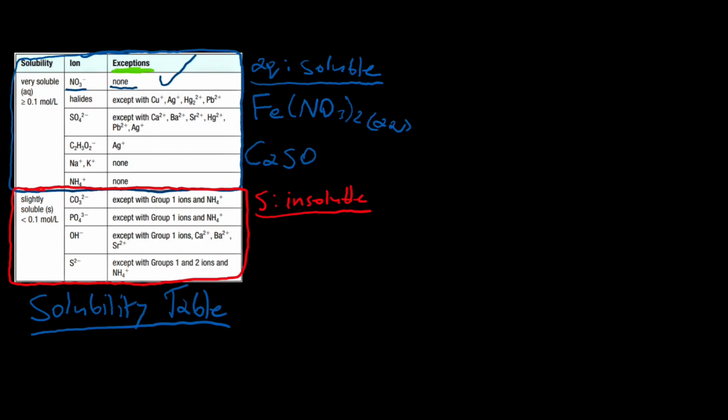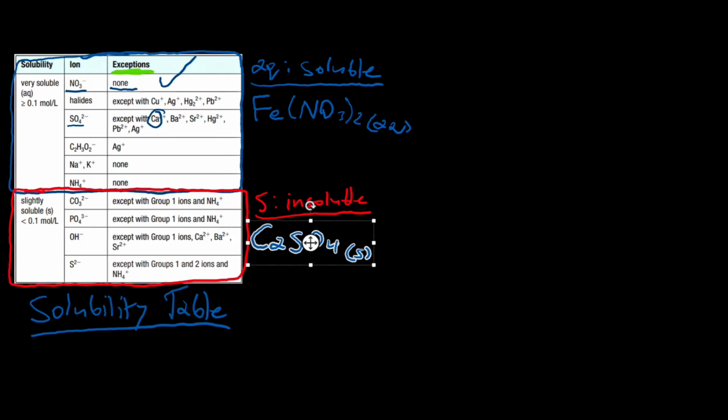But what if we did have one of the exceptions? Maybe we had calcium sulfate. Sulfate is known to have a high solubility, but one of its exceptions is the calcium ion. Because this compound contains calcium, it is actually insoluble, and so we would write S. The same idea goes for the ions on the bottom, except the opposite. If the compound has carbonate, phosphate, hydroxide, or sulfide ions, then it will be insoluble, except for the exceptions. Moving on.